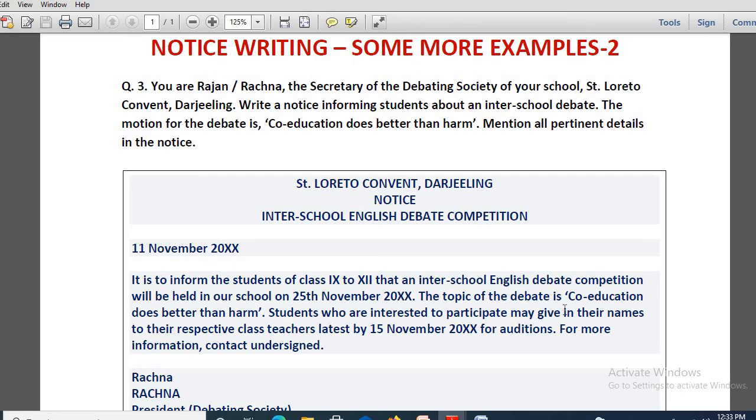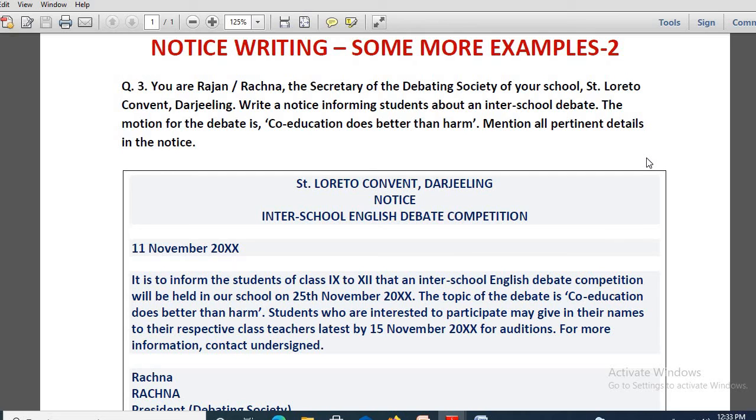Good. So now some more examples. Two I already discussed. This is the third one. You are Rajan or Rachna, the secretary of the debating society of your school. You have to read the question properly, because the answer is there only, and if the question is lengthier, nothing to worry. That means it is full of information. So that thing you have to take care of.